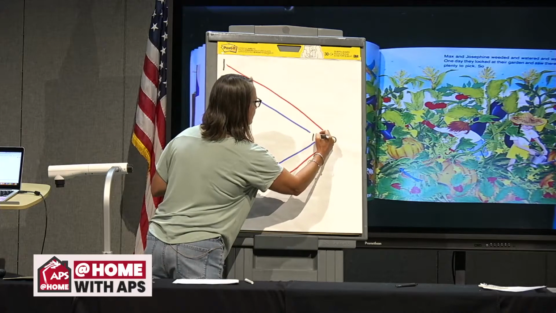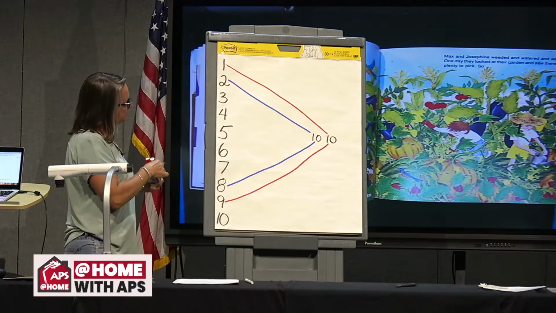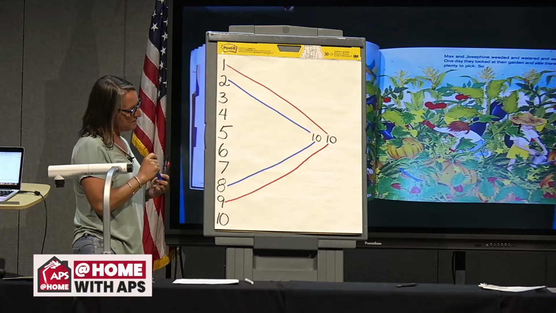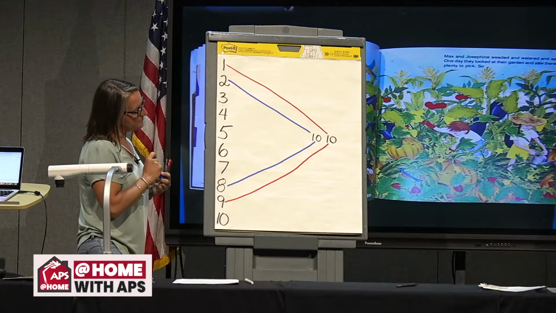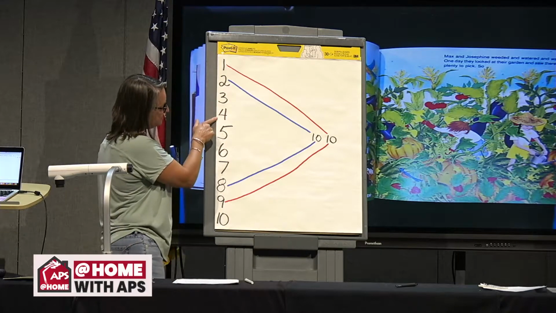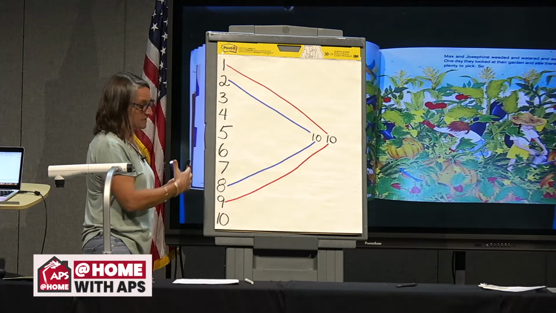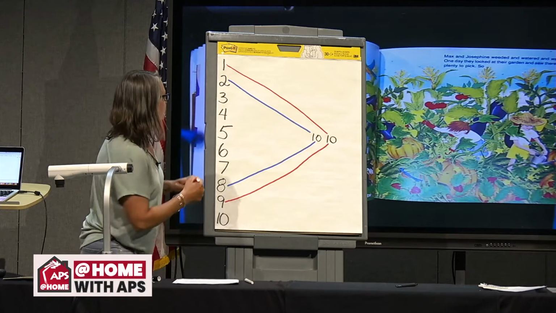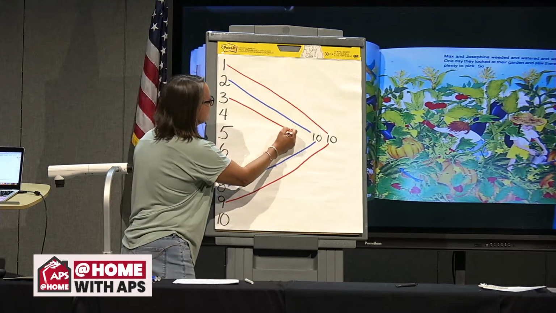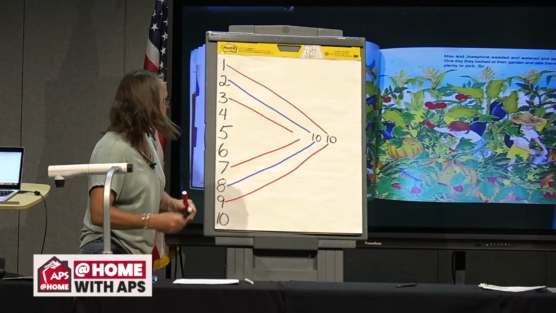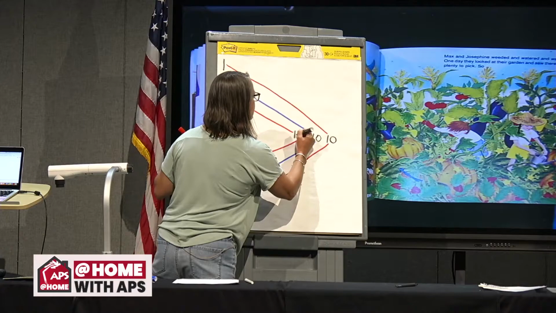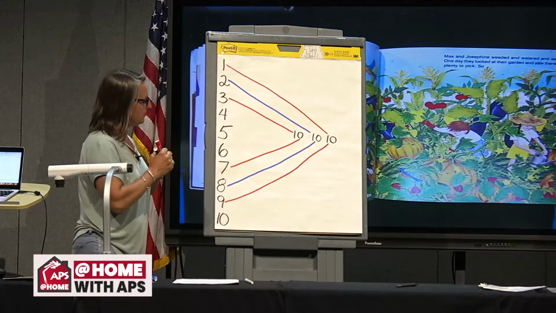So there's another 10. How about 3? What goes along with 3 to make 10? Can you remember? 3 and 7. 3 and 7 go together to make another 10. Well, we are just adding away. You think we can figure out how many?